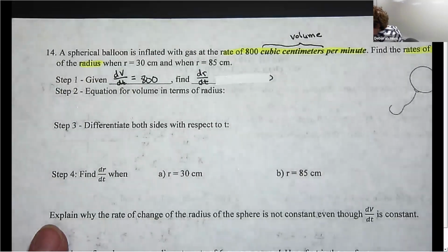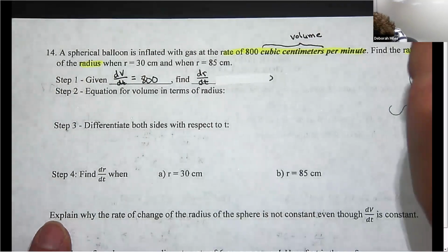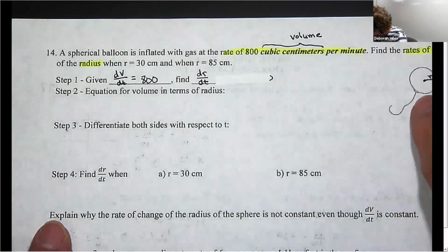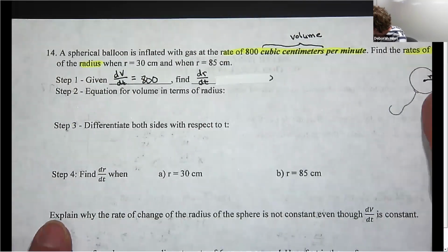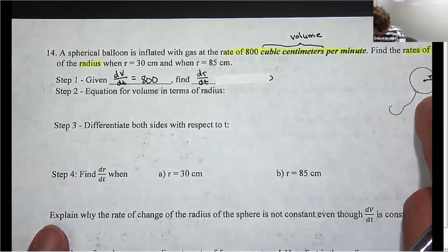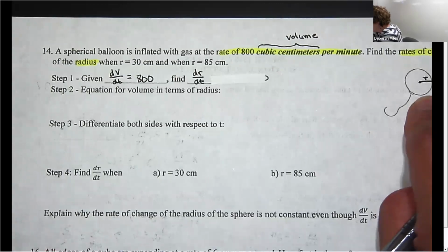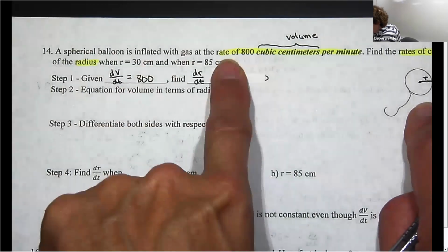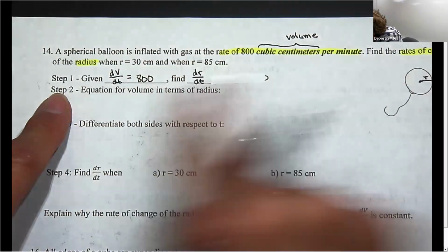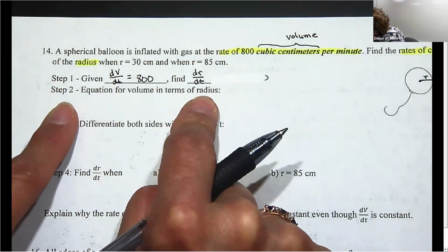All right, air is being pumped into this balloon at a constant rate. Here's the radius of the balloon. It's getting bigger. As the radius gets bigger, what happens to the volume? Volume of air in the balloon. It's getting bigger too. Or as the volume gets bigger, the radius gets bigger. Makes sense. All right. What is an equation for volume in terms of radius?